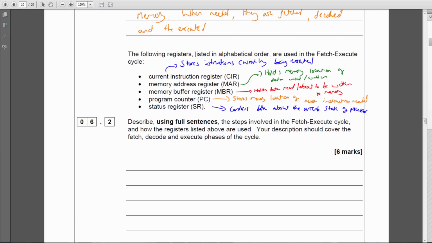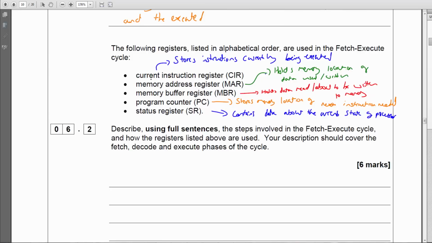Okay, so I should probably explain what a register is. I wouldn't actually do this in the exam. I'm more doing this just in case you didn't know. I might jot down a couple of them just so I don't forget. But a register is a small section of memory in a processor. In fact, it's probably better to say storage instead of memory.